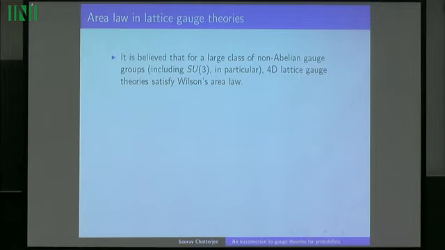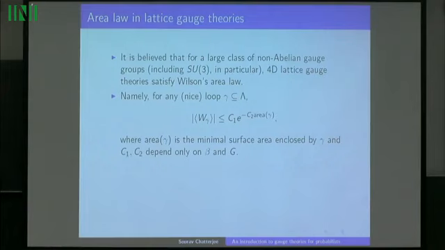It is believed that for a large class of non-abelian theories, for instance SU(3), 4-dimensional lattice gauge theory satisfies Wilson's area law. Which means that for any nice enough loop gamma, the Wilson loop expectation, the expected value of this Wilson loop variable under the lattice gauge theory, is bounded by essentially e to the minus the area of gamma, where the area of gamma is the minimum surface area enclosed by gamma. Now gamma is a loop in the lattice, so you have to define minimal surface area in some appropriate way, but this is what it is.